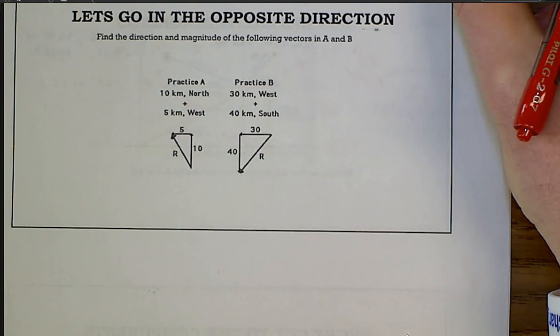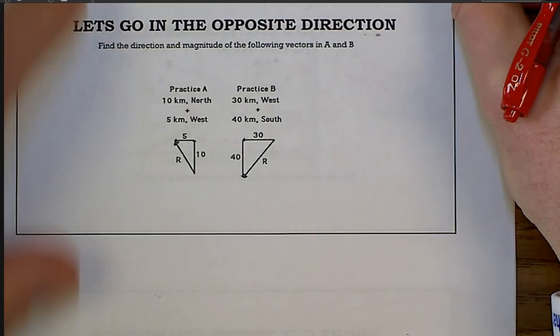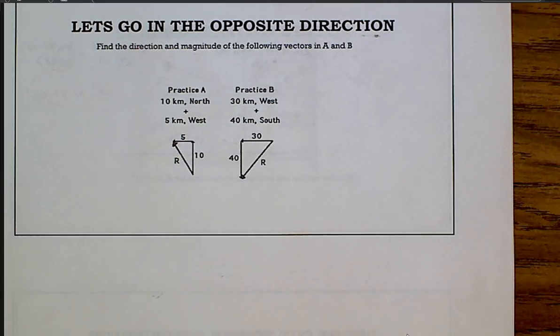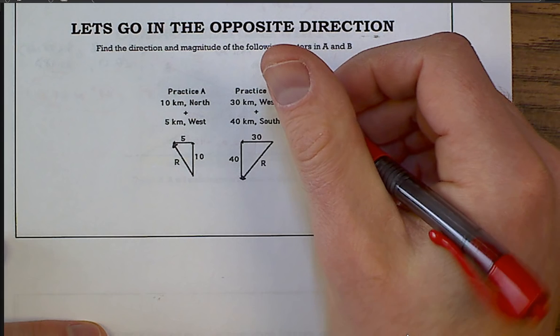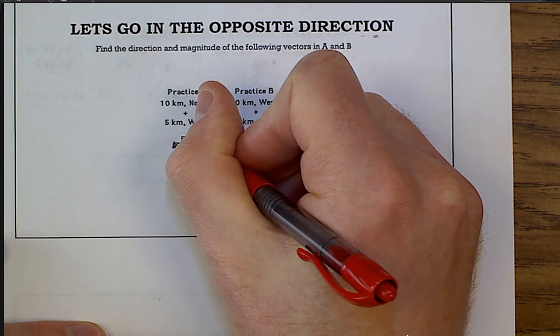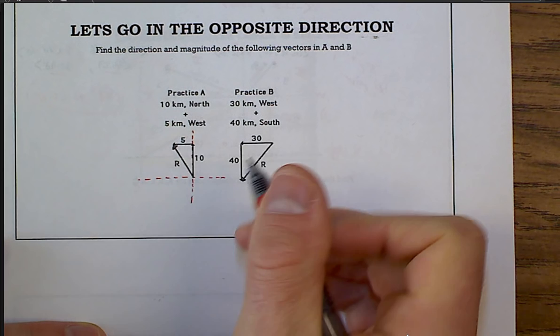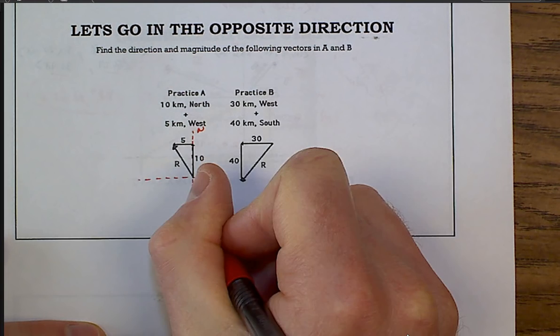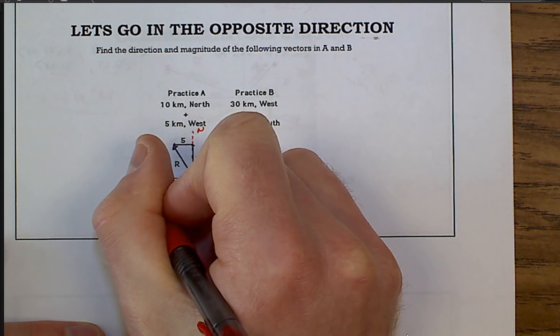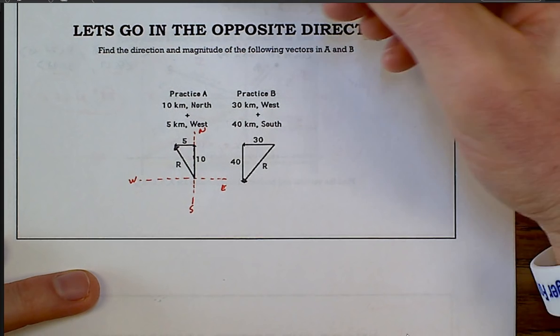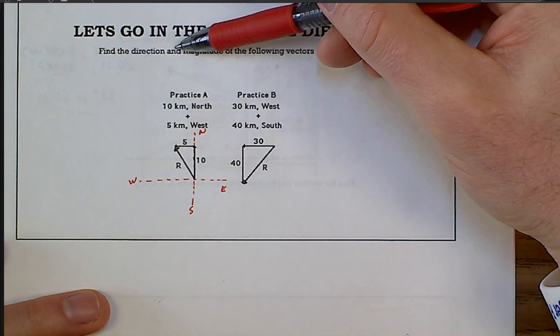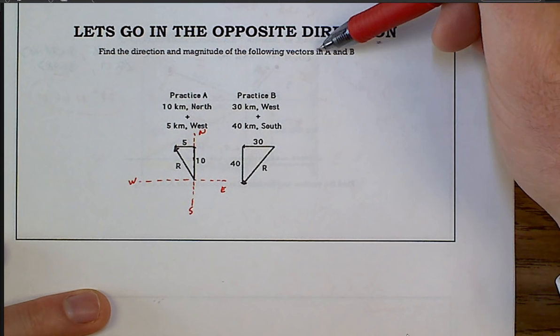On the back here, now we're just going to do things in a different way. We're going to kind of go backwards here. So I'm going to do this first one here with A. I'm going to put this here, and I'm going to put this here. So my north, south, east, and west. All right, and it says find the direction and the magnitude of the following vectors in A and B.